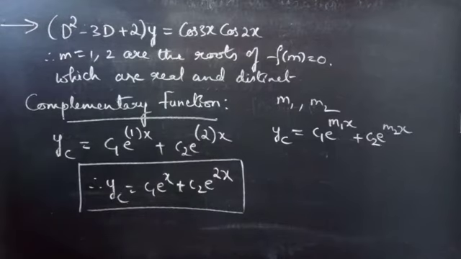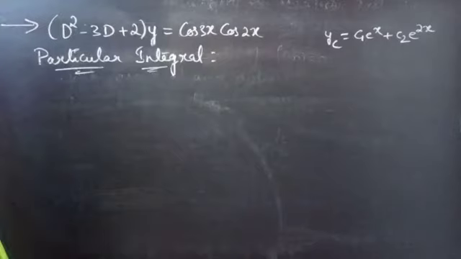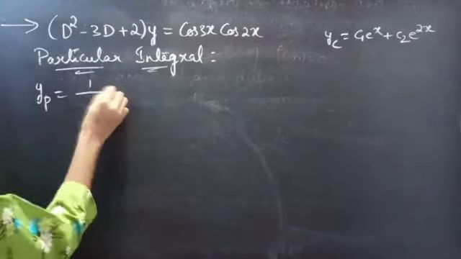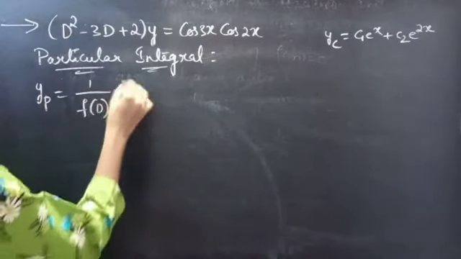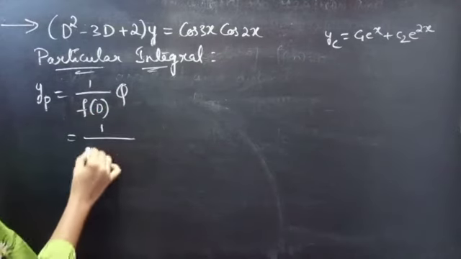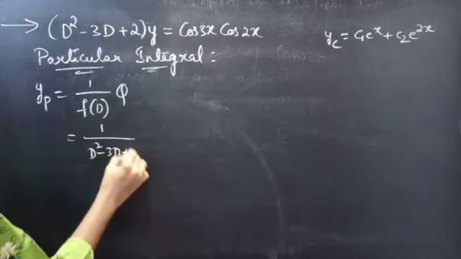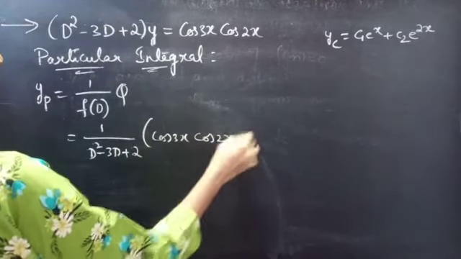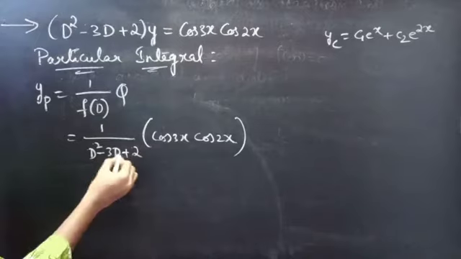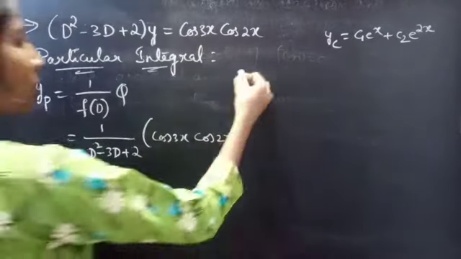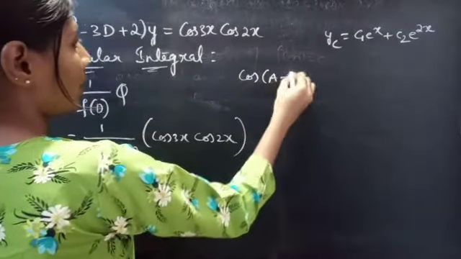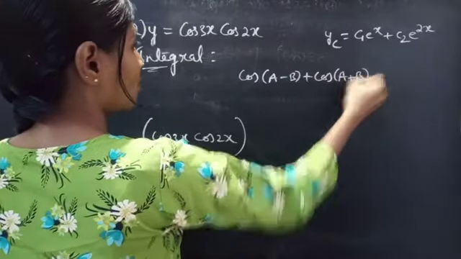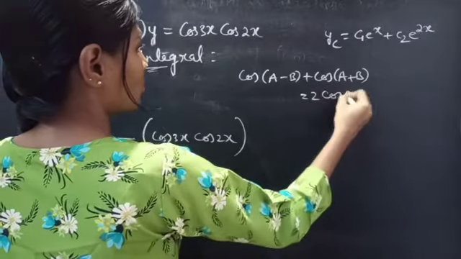Now we can find the particular integral. We know that the particular integral is given by yp = 1/f(D) times Q. This is equal to 1/(D² - 3D + 2) times cos 3x cos 2x. We know that cos(A - B) + cos(A + B) = 2 cos A cos B.